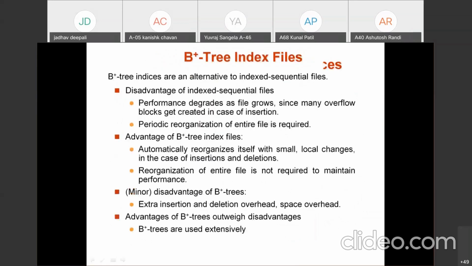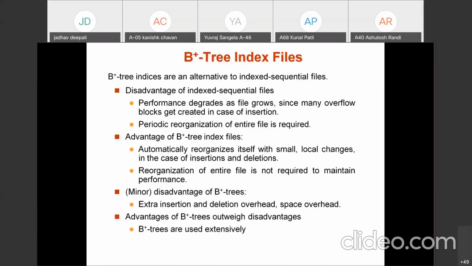Now, what are the disadvantages you think of sequential ordered index? The first disadvantage of sequential ordered index is that performance degrades as the file grows, since many overflow blocks get created after insertion. Means as we insert a record, if there is no space in the particular block where it is stored, it goes in the overflow block. And accordingly, we need to update the index if the newly inserted record's value is not present in the index.